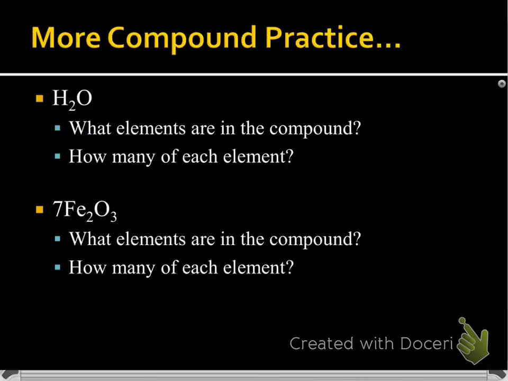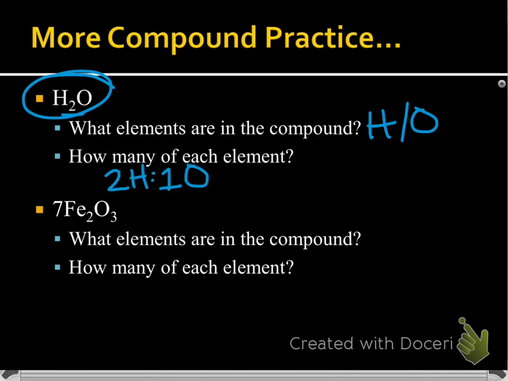Okay? Let's try another one. So now, how many elements are in this one? So we see H, which we know is hydrogen, and O, which hopefully you also know is oxygen. So we know that we have hydrogen and oxygen. So how many of each element? Now we see a number. So this little number here means there's 2 hydrogen. So there's 2 hydrogen and there's only 1 oxygen. So that one's pretty easy. Oh, we'll redraw this.